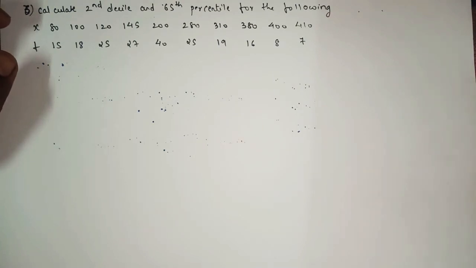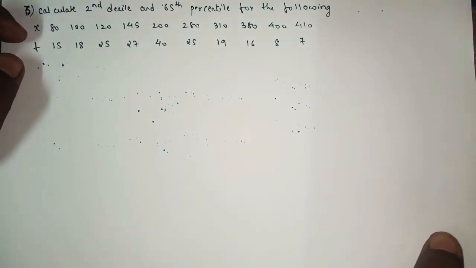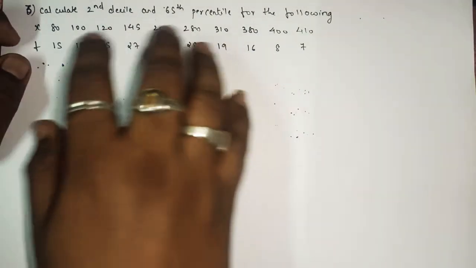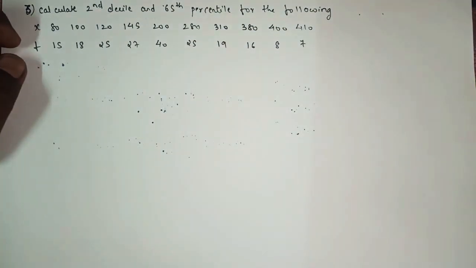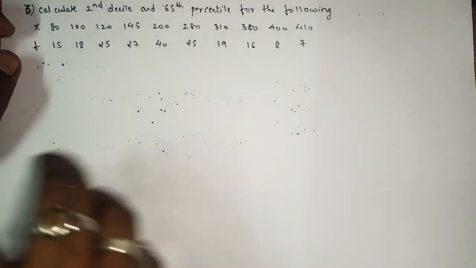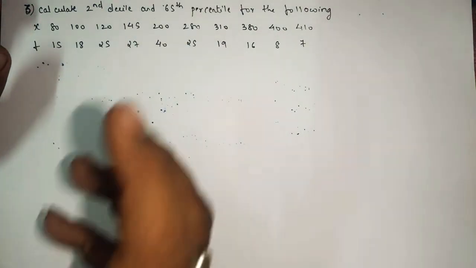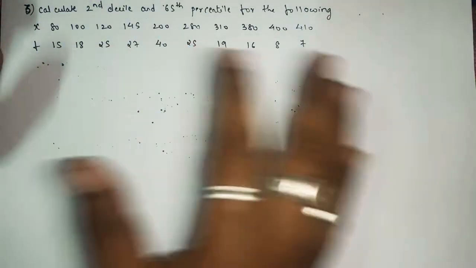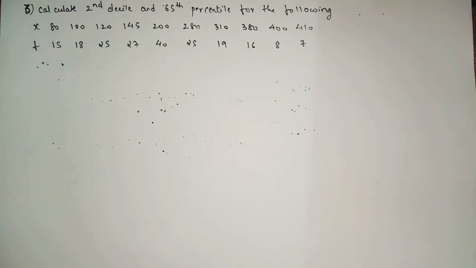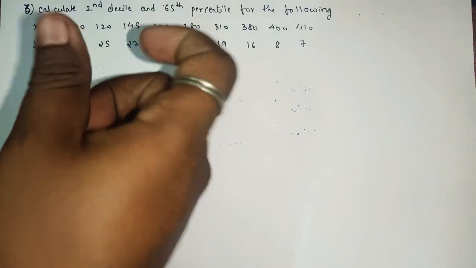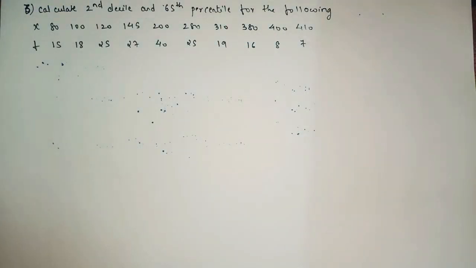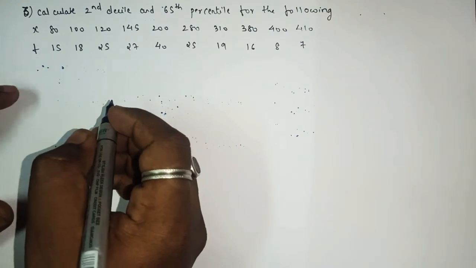So how to find the answer for deciles and percentile? This type of sum was there in the first exercise also, but there we used to find the quartiles. Whether we have to find quartiles, deciles or percentile, the method, concept and format will be the same. The change is that here we have to find deciles, and in the first exercise we used to find quartiles. Now we'll see what exactly we have to do.